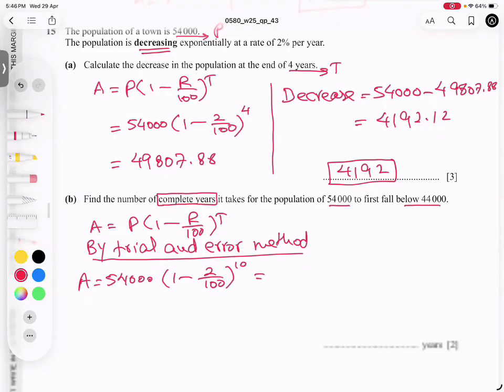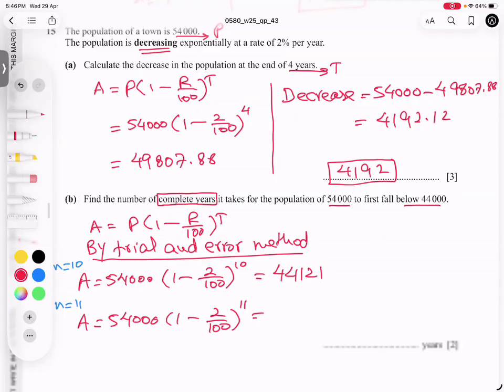Hold on. 54,000 times (1 minus 2 divided by 100), and the power of this is 10. And I'm getting, students, 44,121. Okay, this is still above. Now I'm writing here n equals 10. Now I'm trying n equals 11. So everything is the same, just I plug in the power 11, and let's see what the answer turns out to be.